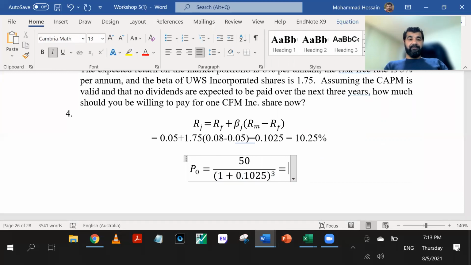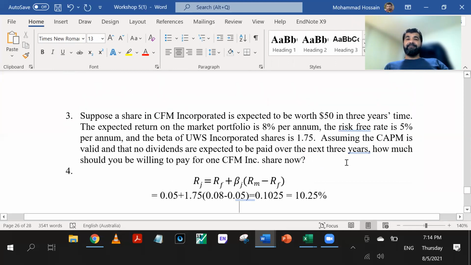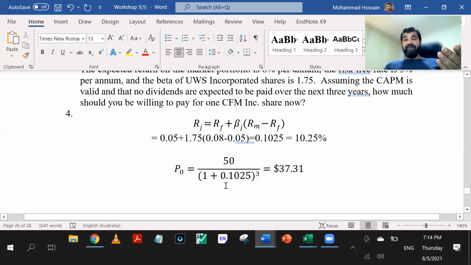Equal to $37.31. The share price is going to grow to $50 in the future. So that's the future value divided by the discount rate, which gives the present value. If today the present value is $37.31 and it grows by 10.25% every year, in 3 years' time it's going to be $50. If you pay less than $37 now to buy the share, you are winning.